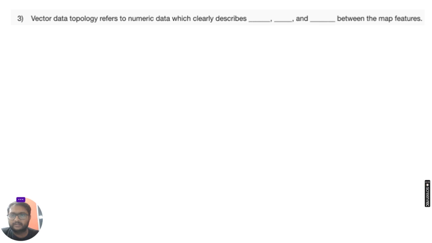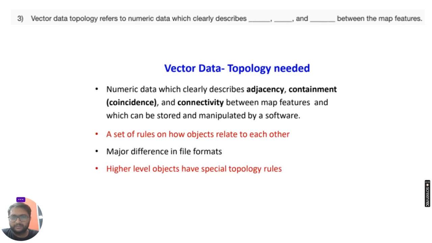So the word topology refers to how these data are related to each other. When we do these kinds of operations in QGIS or any GIS software, the property of vector data that connects two different polygons or features is topology. You might have learned these three words: adjacency, containment, and connectivity. So the correct answer is these three properties: adjacency, containment, and connectivity.